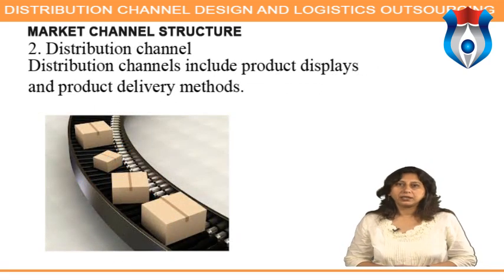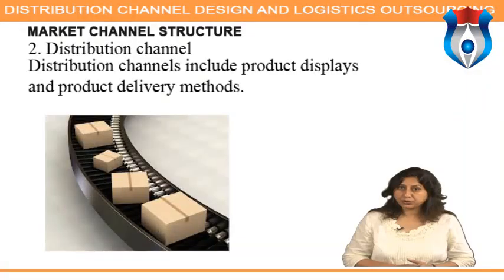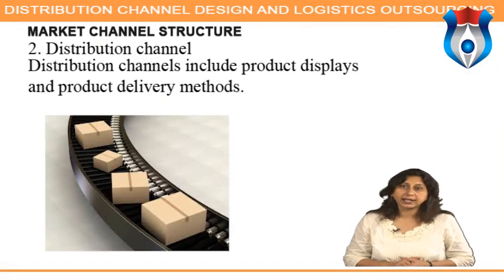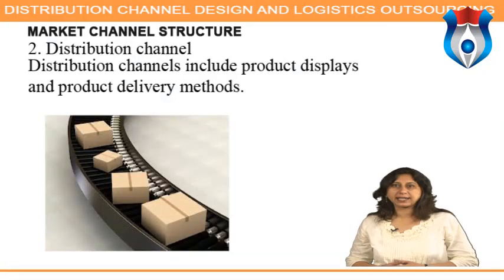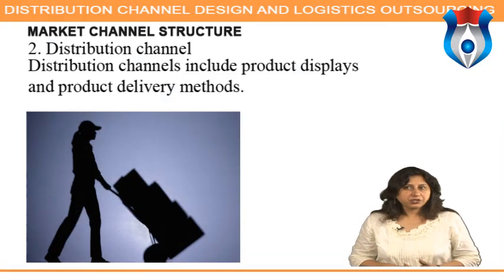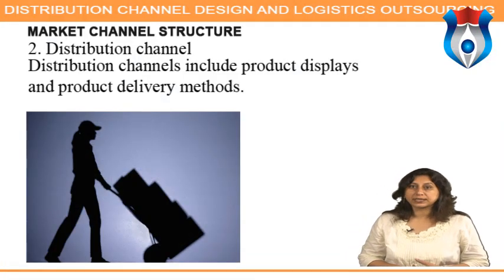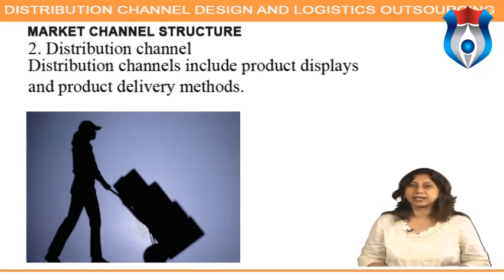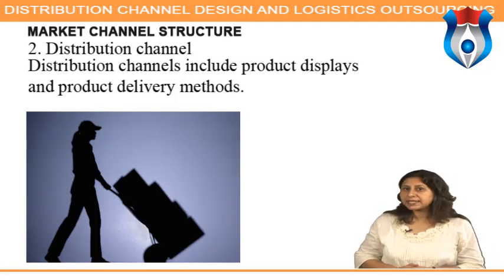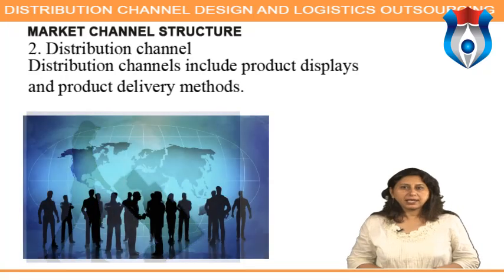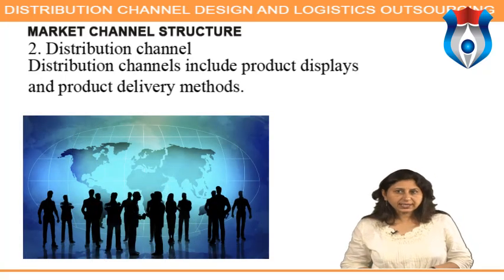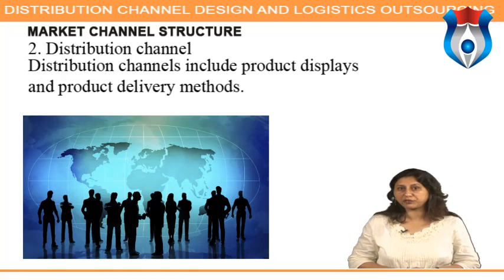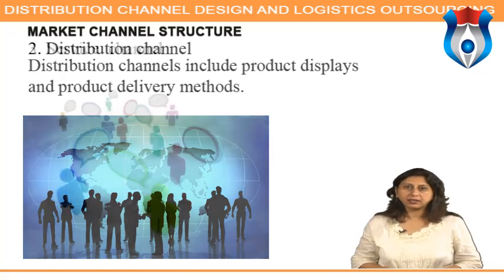Distribution channel. Products reach customers through distribution channels. Distribution channels include product displays and product delivery methods. Distribution channels also include the customer point of purchase, such as retail stores, wholesalers, and websites with sales capabilities. Similar to communication channels, distribution channels are based on the shopping preferences of the product's target market.